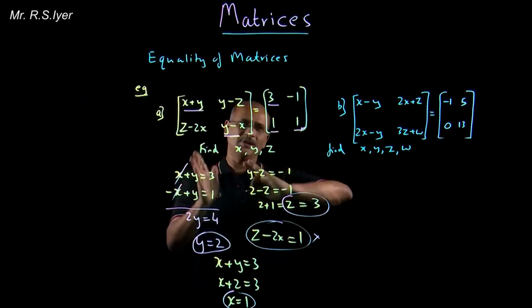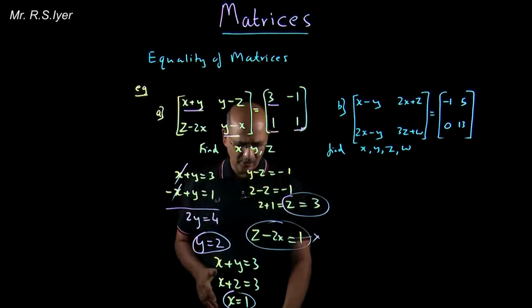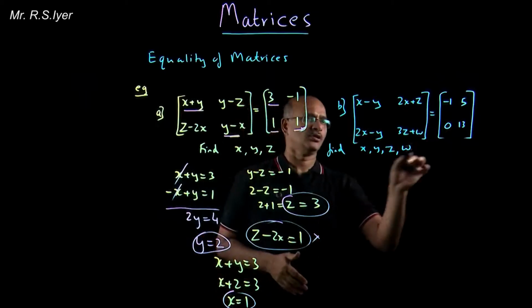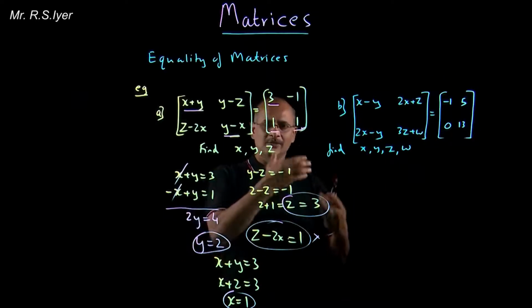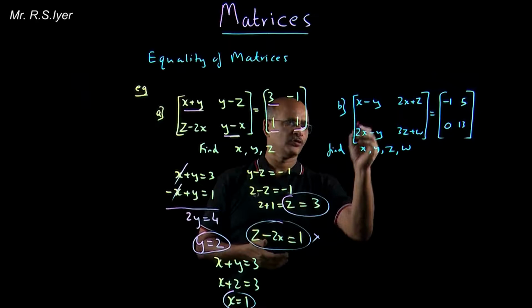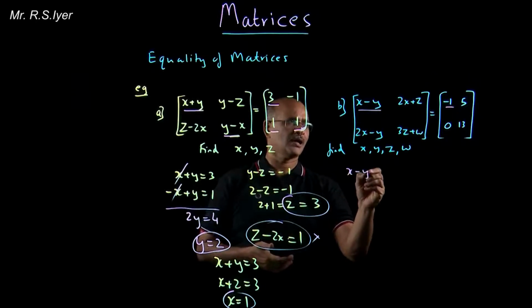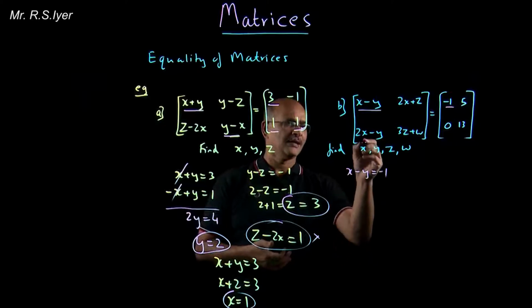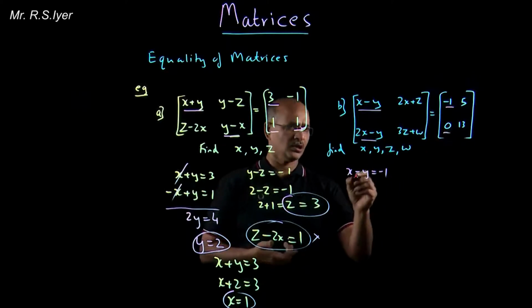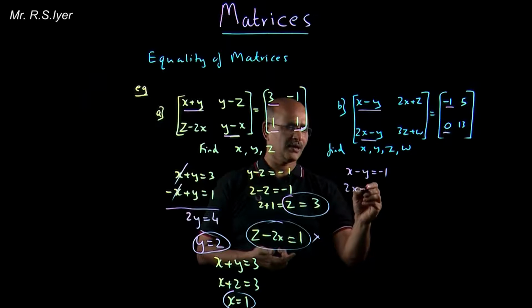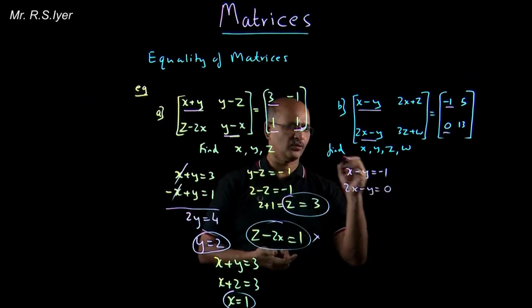So let us take a similar example on the right hand side. So what we see is you have to get the solution of it. Similarly, I have to go working of it. So first will be equal to first. So x minus y is equal to minus 1 and third is equal to third. So I can say 2x minus y equals to 0.